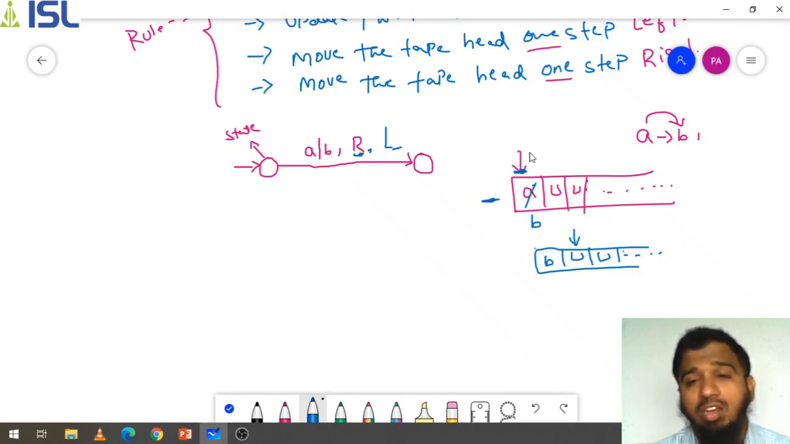If you have the right, then you can go to the right, and at the right side you cannot be at the right end, because the tape is infinite. Whenever we get the blank symbol, then the operation will stop and we will get the result.